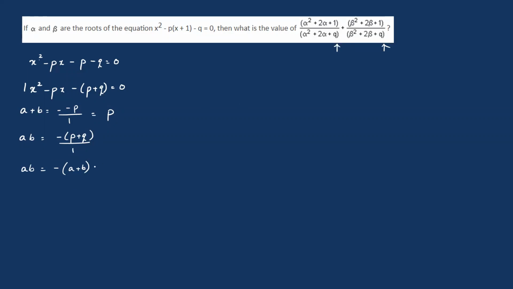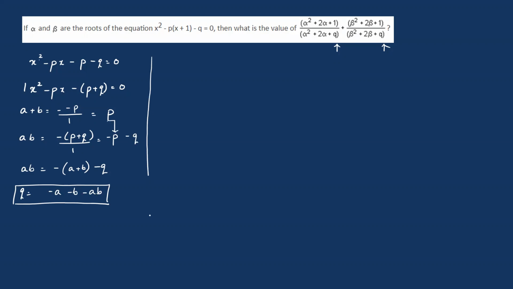Minus of A plus B, and then I can simplify this as minus Q here. Or the value of Q is going to be what, guys? Minus A, minus B, minus AB. Now, this is a very important conclusion here. I repeat, I'm replacing. So this can be written as minus P, minus Q, and we are replacing P here. Now, let's go back to our question statement.